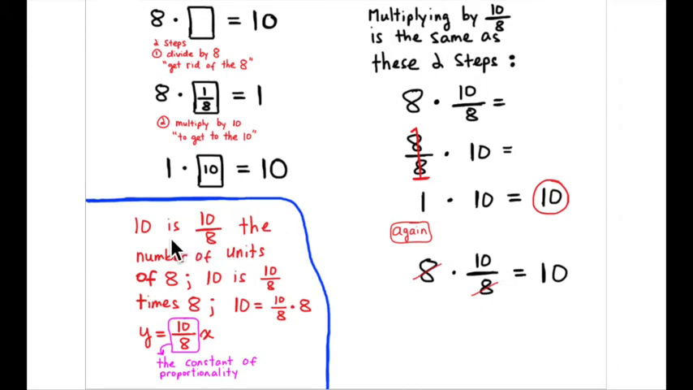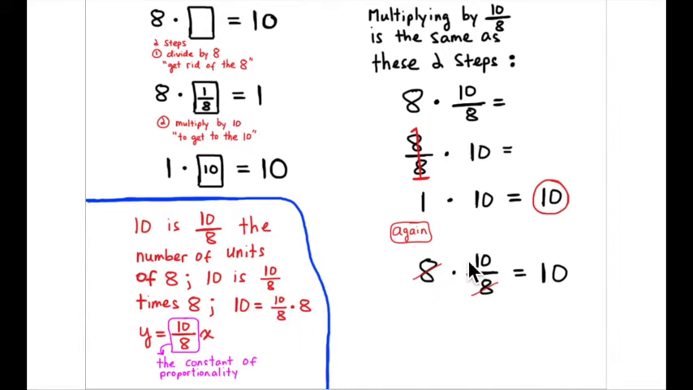So over here, 10 is 10/8 the number of units of 8. I'm going to show you a drawing of that in just a second, but read that again. It's cumbersome. 10 is 10/8 the number of units of 8. So 10 is 10/8 times 8. So right here, 10 is 10/8 times 8.